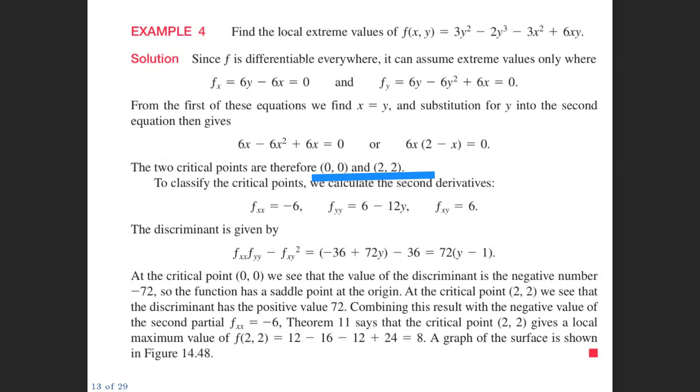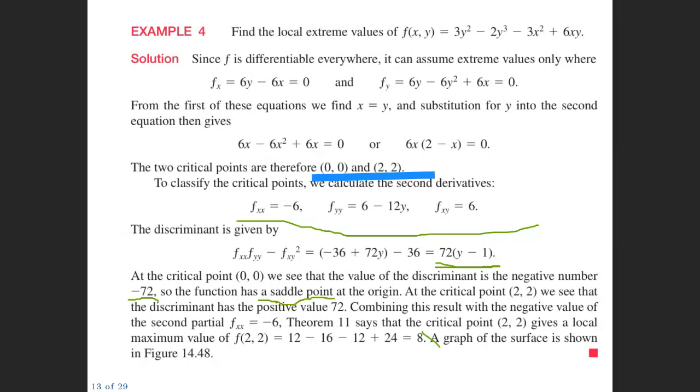But are these critical points local maxima, local minima, or saddle points? We calculate the second order partial derivatives, and we calculate the Hessian, or the discriminant. And then we ask, what happens at the point 0, 0? What happens at the point 2, 2? At the point 0, 0, the discriminant, or the Hessian, is minus 72. What do we know from that? We know that we must have a saddle point.